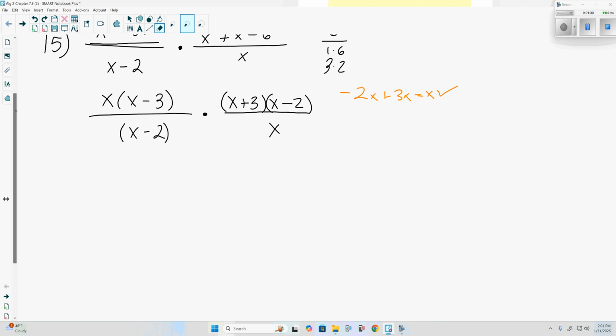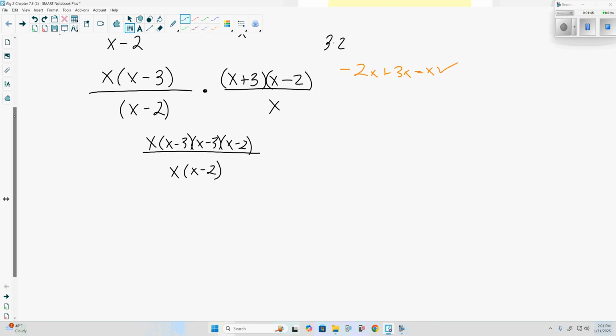So the first thing we would need to do is factor it to this point here. Now we multiply these together. We'd have x times x minus 3 times x minus 3 times x minus 2 on top, and x times x minus 2 on bottom. Now at this point, the x minus 2 and x minus 2 would cancel. Our x and x would cancel, leaving us with x minus 3 times x minus 3. And that's it. We don't have to multiply it back out. We don't have to do anything else to it. This is the final answer.